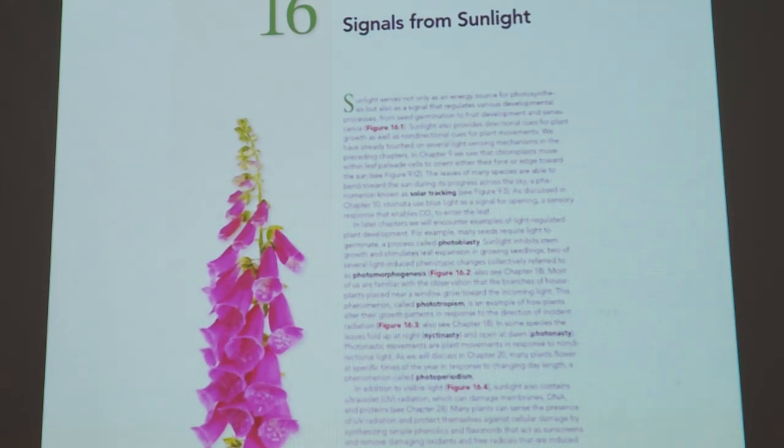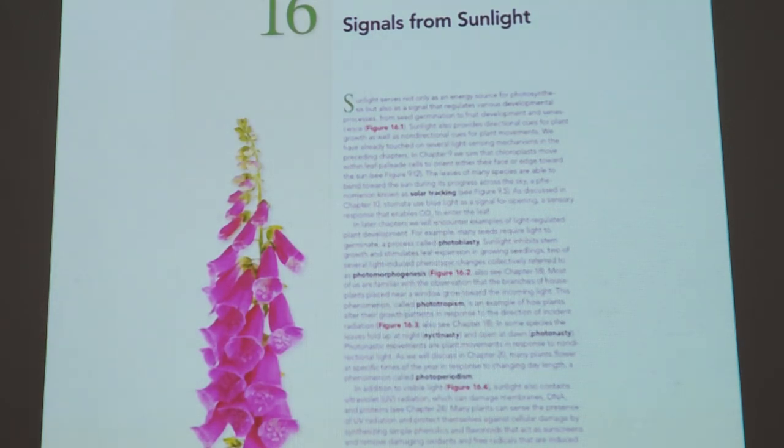So this chapter is all about photoreceptors. You're going to see some weird terminologies. Most of the time you can Google these terminologies, but if you still don't understand, you can just ask me. For example, what seems weird there? Photoblasty.